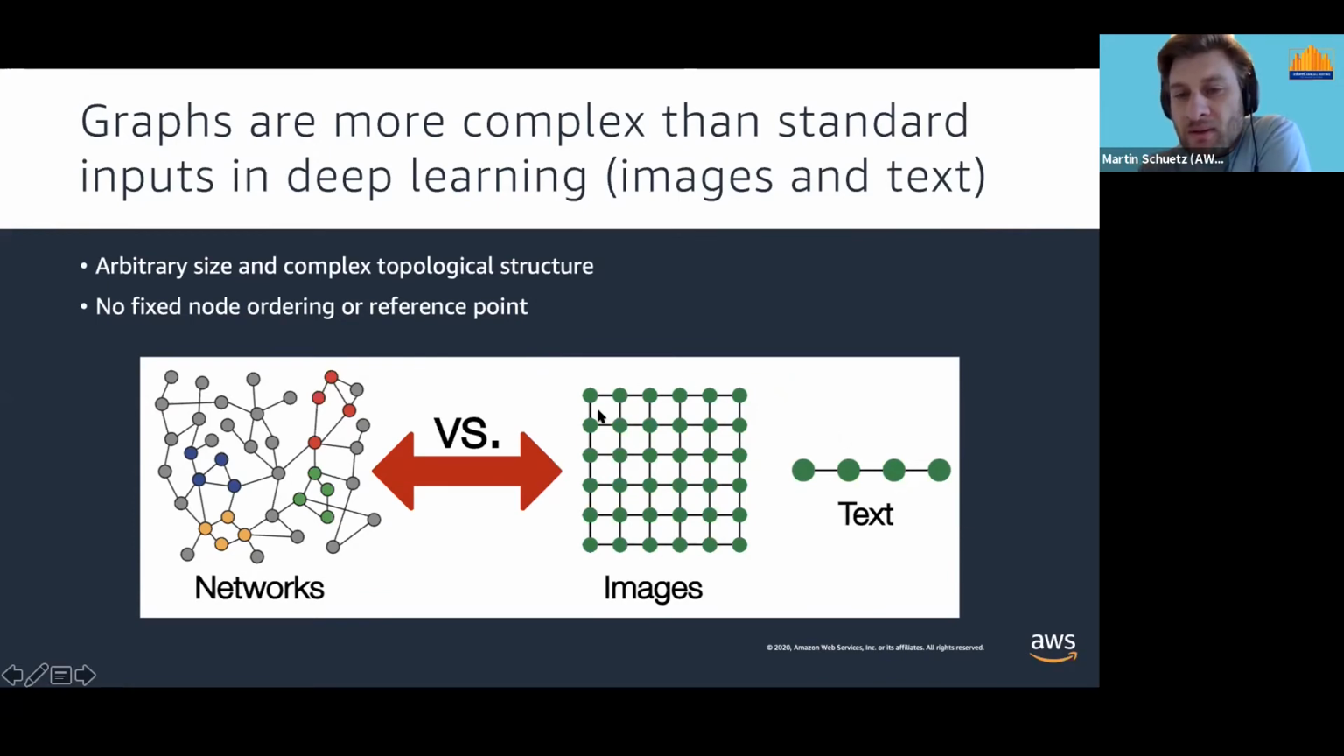But if you think about it a little more deeply, it turns out that these are very regular data structures. You can think of an image as a function on a two-dimensional Euclidean plane sampled on a grid. You can think of text as a one-dimensional grid. Whereas networks and graphs, as they show up in social networks or can be used to model molecules, can have arbitrary size and complex topological structure. There's no fixed node ordering, no reference point. So this does not readily fall into the standard toolbox of deep learning.